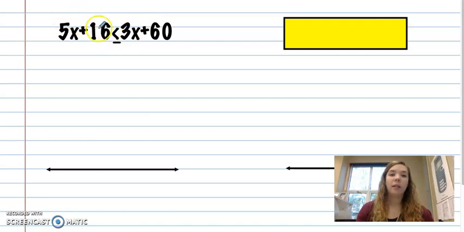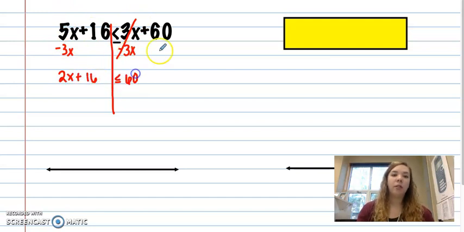So 5x plus 16 is less than or equal to 3x plus 60. At this point, I'm going to subtract 3x from both sides. And you can choose either of them. Again, I like to choose the smaller one. I think it's easier, but you can choose to move 5x. Since it is positive, I am subtracting 3x. 5x minus 3x is 2x. And now we have a two-step.